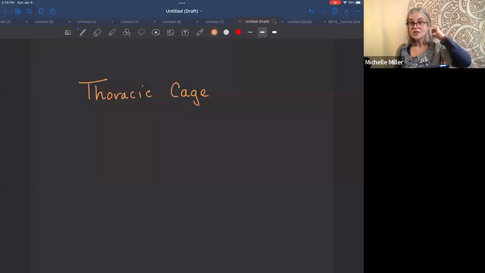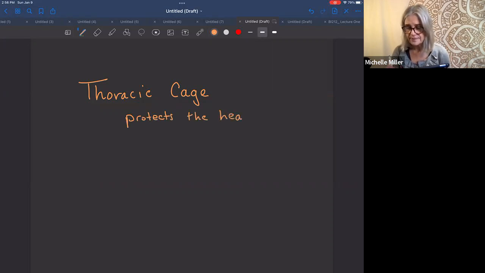The thoracic cage is still part of the axial skeleton. So it includes the sternum and the ribs and the way that the ribs connect to the bodies of the thoracic vertebrae. So when we look at the thoracic cage, one of its major functions is that it protects the heart and the lungs.